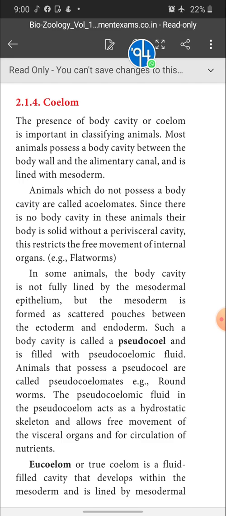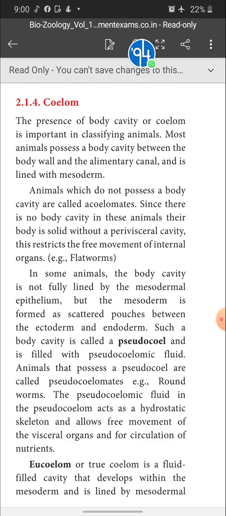Okay, the presence of body cavity or coelom is important in classifying animals. Most animals possess a body cavity between the body wall and the alimentary canal which is lined with mesoderm. This is very, very important. What must the coelom consist of? The coelom should be lined with the mesodermal layer of the germ layers. Okay, if the coelom is lined with mesoderm, then the coelom is said to be eucoelom or true coelom. Animals which do not possess a body cavity are called acoelomate. If the animal does not possess any body cavity in its body, they are called acoelomate.